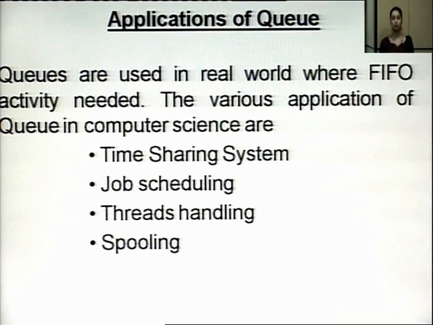The second one is job scheduling. In a normal system where a large number of multi-programming jobs are run, we schedule the jobs in a particular sequence. For this sequence I use first in first out. That is an application of a queue.